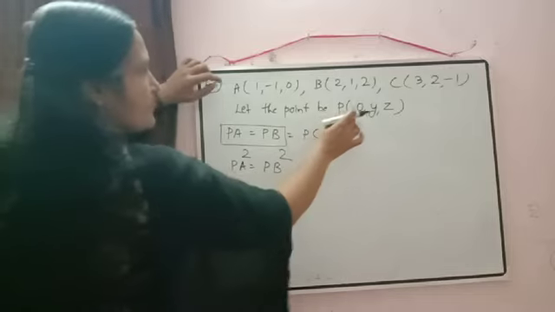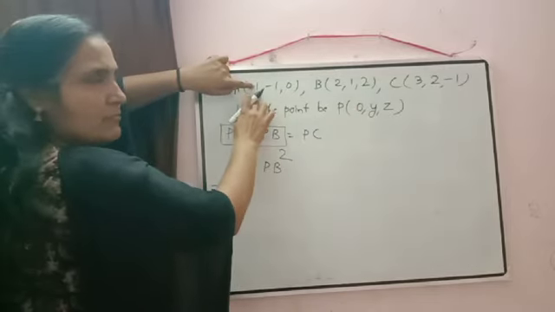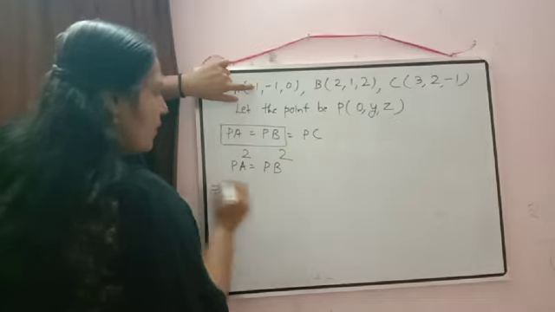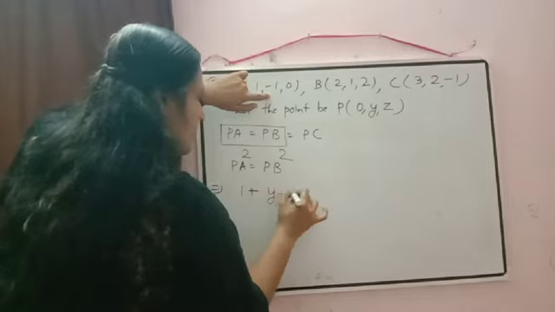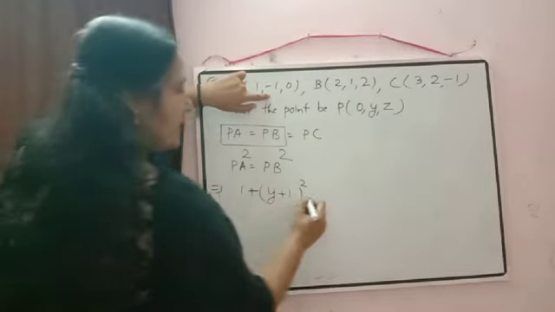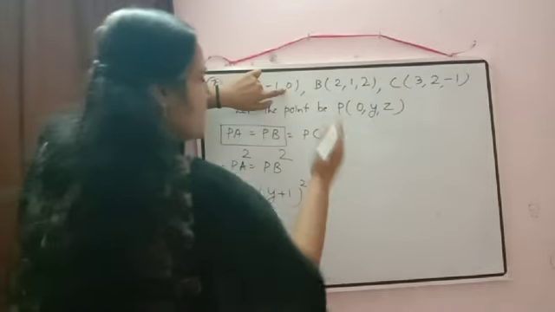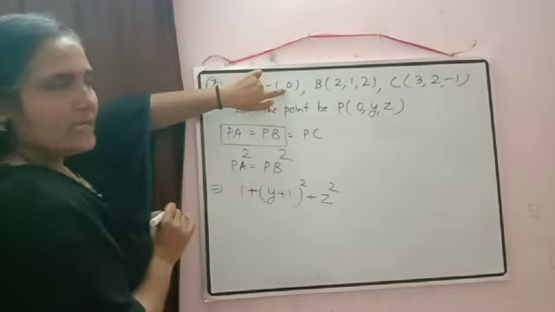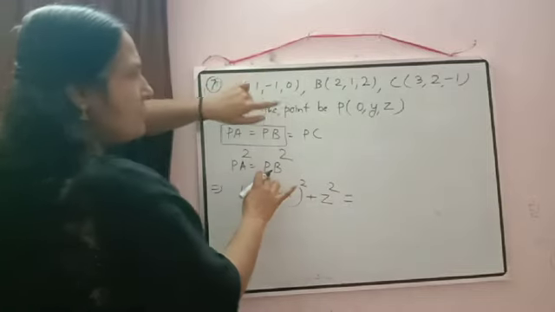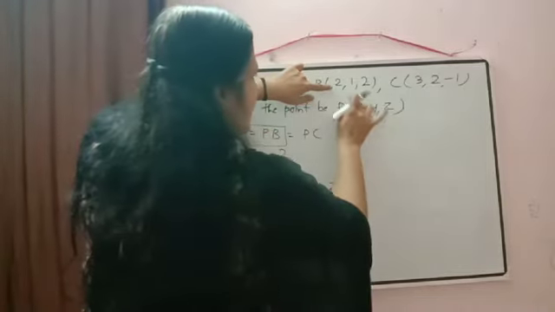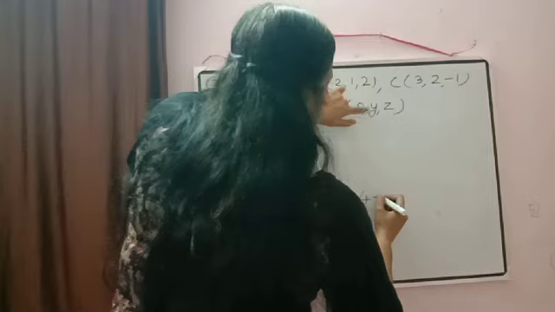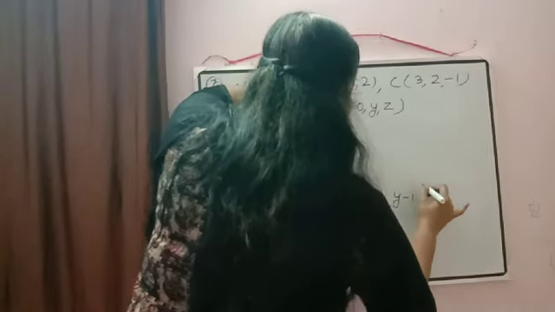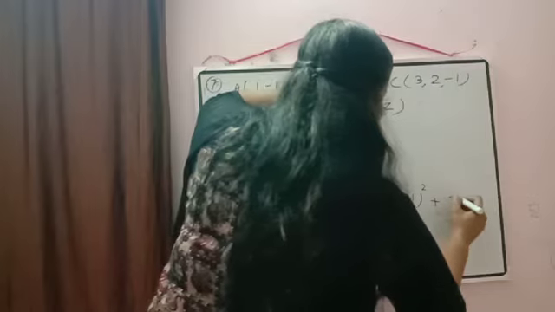PA square: 0 minus 1, the whole square, that will be equal to minus 1 the whole square, plus y minus 1, then we will get y plus 1 the whole square plus z minus 0 the whole square, which is z square. This equals PB square. So for PB: 0 minus 2 the whole square is 4, plus y minus 1 the whole square, plus z minus 2 the whole square.